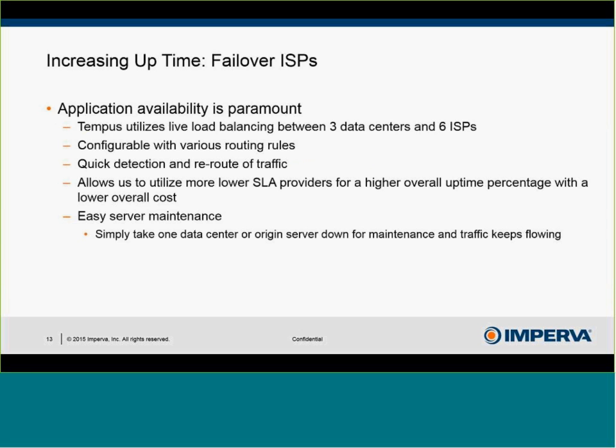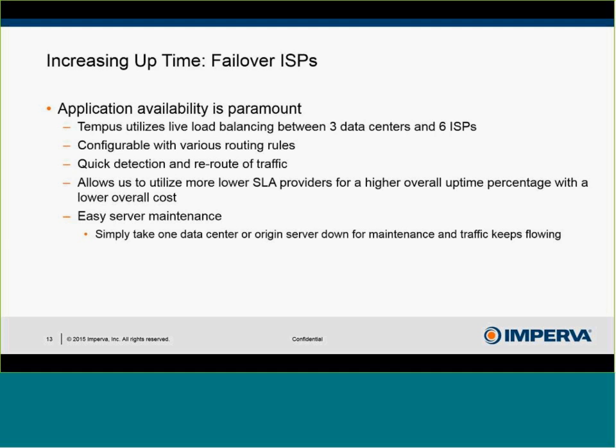Another thing to talk about is uptime. We use load balancing between three data centers and six ISPs, so it's very, very configurable and very easy to spread your traffic around for various different sites. Because Incapsula is reaching out to your servers from every point that is being hit, it's very quick for them to reroute traffic around even specific ISP problems. So if Level 3 or Relink is having a bad day, if you have more than one ISP, effectively you or Incapsula can automatically reroute traffic.